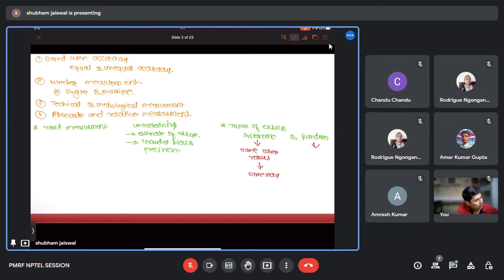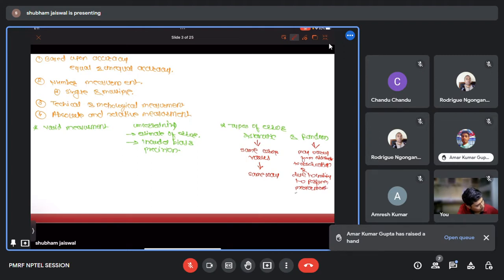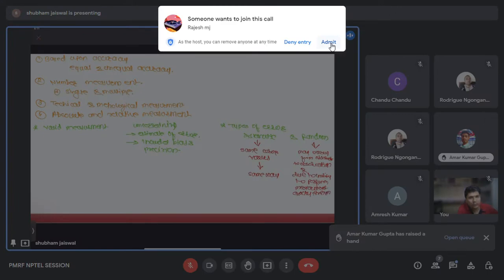So we can say random error may vary from observation to observation, and this is due to the inability to perform measurements exactly the same.